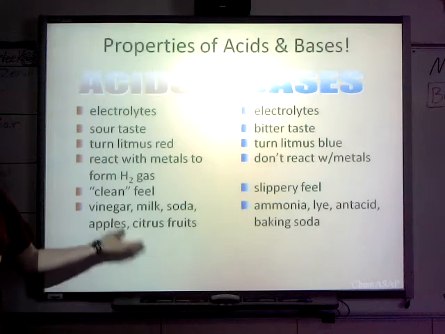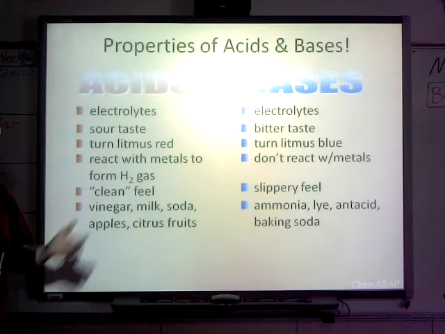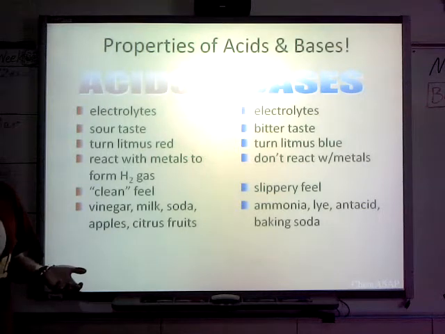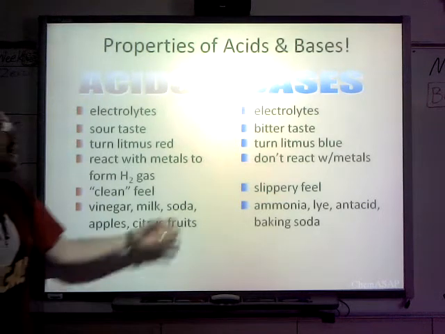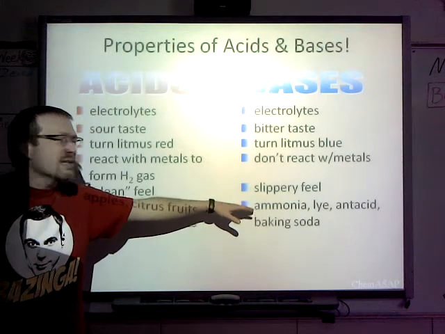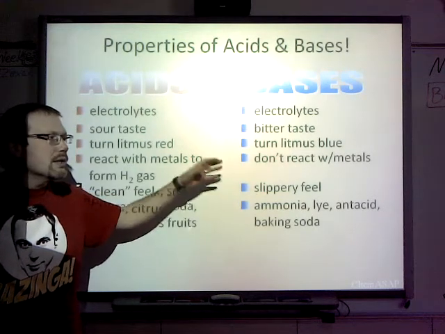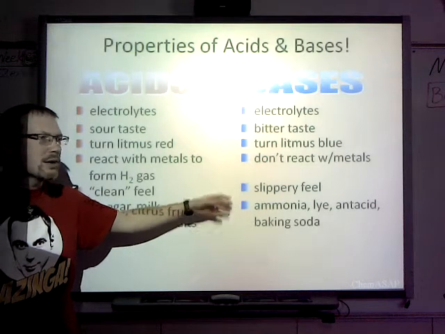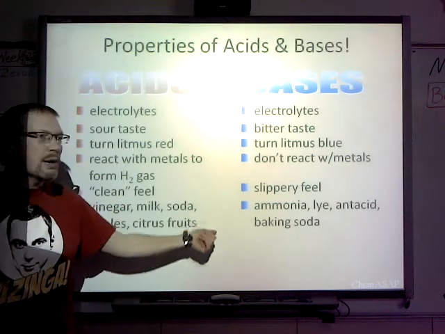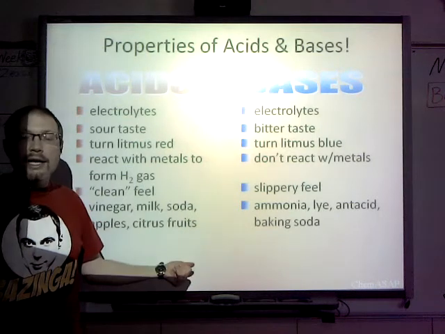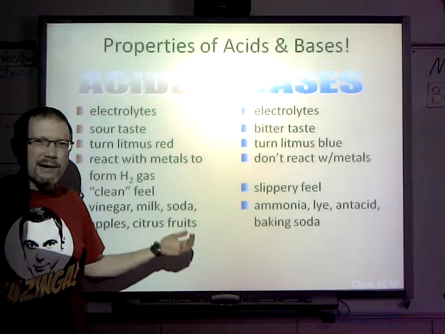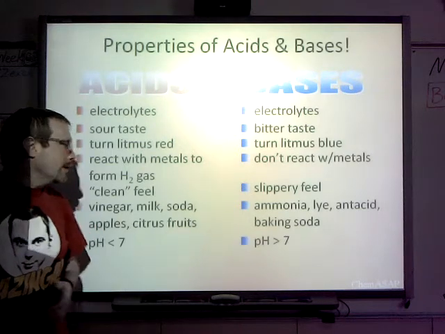You can find acids in things like vinegar, sour milk has lactic acid, soda, any kind of fruit that has a sour taste, pickles, yogurt, basically anything that you eat that tastes sour has an acid in it. Some bases you come in contact with are things like ammonia, which is a cleaner, lye, which is drain opener and oven cleaner, very strong base, antacids, baking soda, baking chocolate. If you've ever tasted baker's chocolate or cocoa, it's got a very, very bitter taste, and so on.